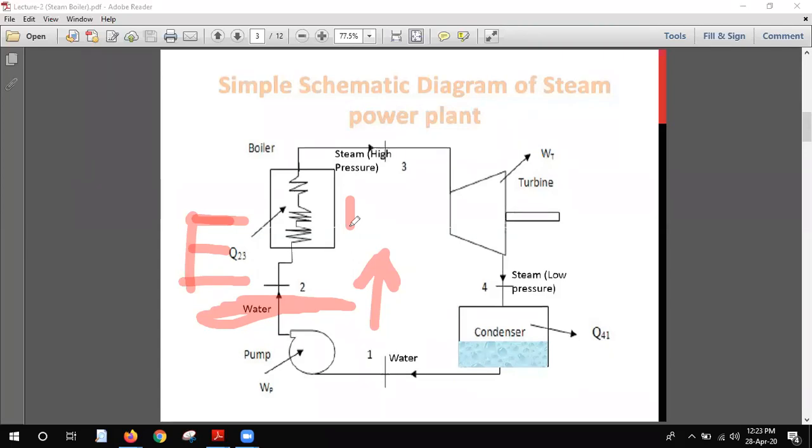So the economizer basically helps in this way. Let's get back to our main slide. I was just using this slide for a better example.